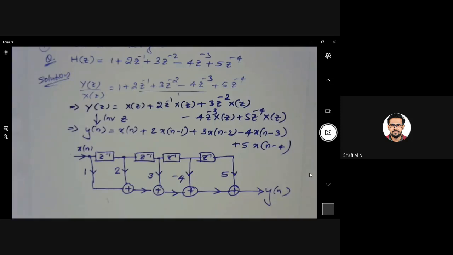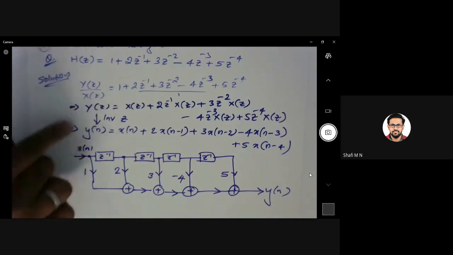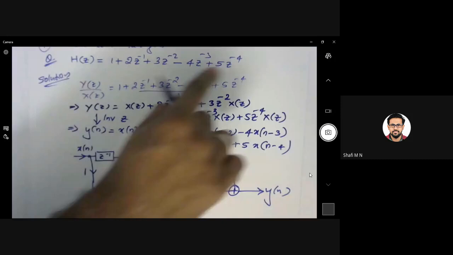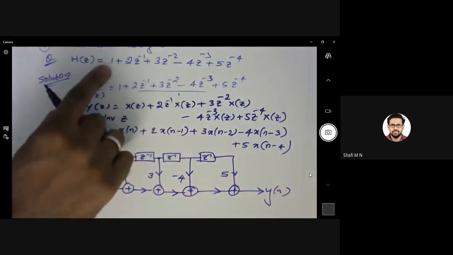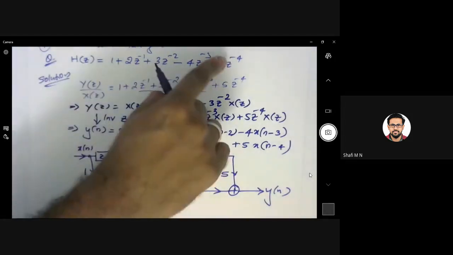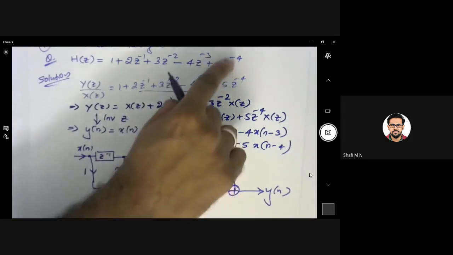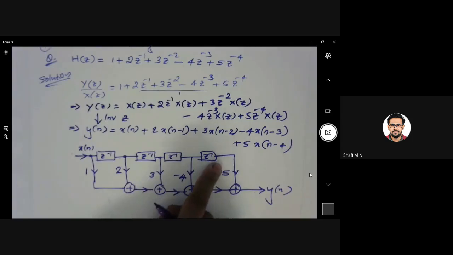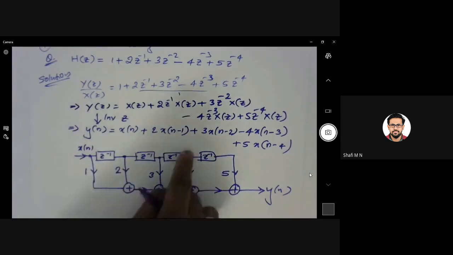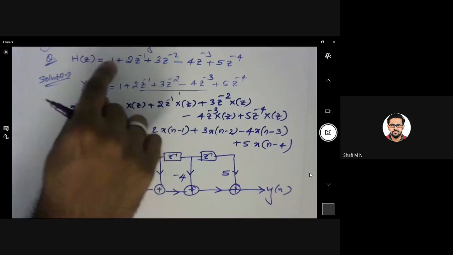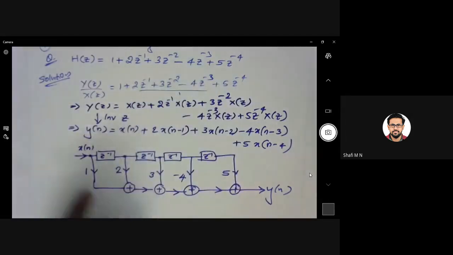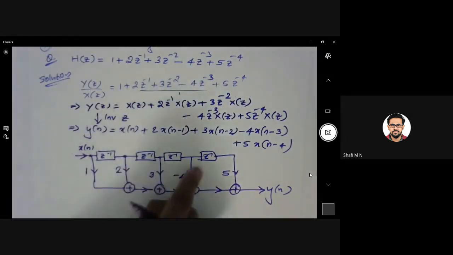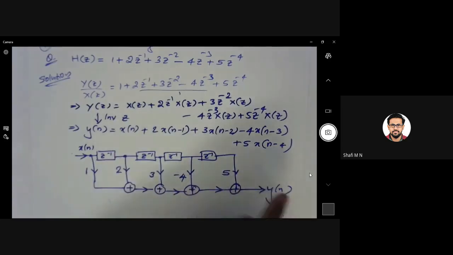Okay. So if you don't want to show the steps, you can directly draw the diagram from here. If you have this with you, just count how many delay lines are required. That is the maximum power, Z raised to minus 4. So you draw the 4 delay lines over there. Now you make all the tappings. Now look at the coefficients: 1, 2, 3, minus 4, 5. Mark them as the multipliers. Add all the results. That is the answer. So we can complete it in less than 1 minute.